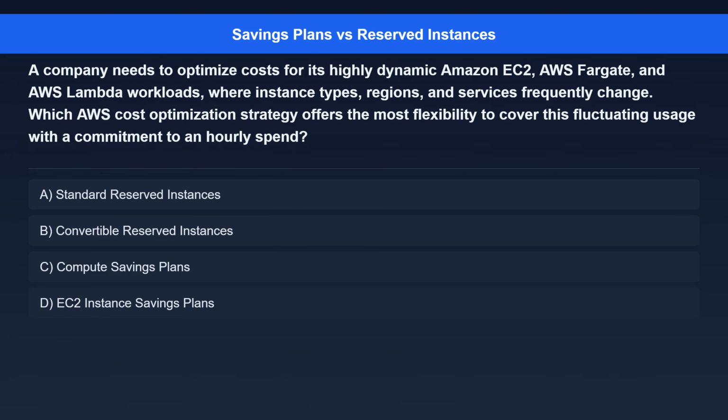Question 1. A company needs to optimize costs for its highly dynamic Amazon EC2, AWS Fargate, and AWS Lambda workloads, where instance types, regions, and services frequently change. Which AWS cost optimization strategy offers the most flexibility to cover this fluctuating usage with a commitment to an hourly spend? Option A. Standard reserved instances. Option B. Convertible reserved instances. Option C. Compute savings plans. Option D. EC2 instance savings plans.